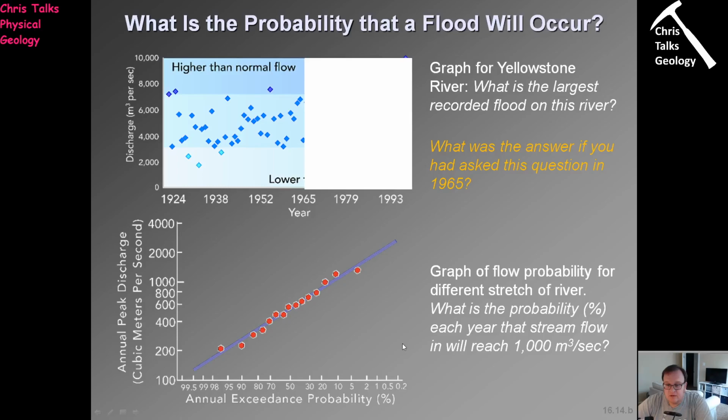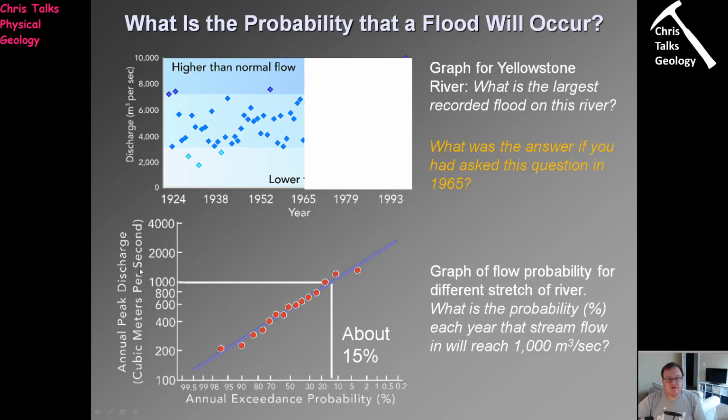Okay. So what is the probability each year that the stream flow will reach 1,000 cubic meters a second? In that case, we would take a line across until we hit the trend line, then take our line down, and the chance of that kind of flood occurring is about 15%. So there's a pretty reasonable chance. It's about a 1 in 10 chance that your house will flood every year. So that's a pretty significant chance.